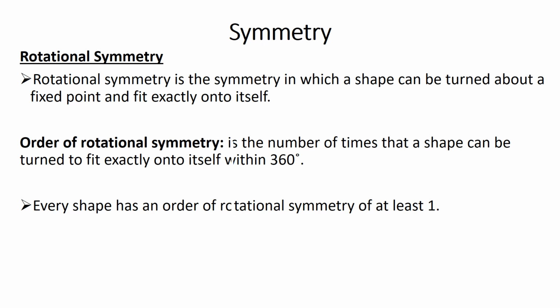Every shape has an order of rotation symmetry of at least 1. For line symmetry, you can have a shape that has no symmetry, but for rotation symmetry, every shape has a rotation symmetry of at least 1.